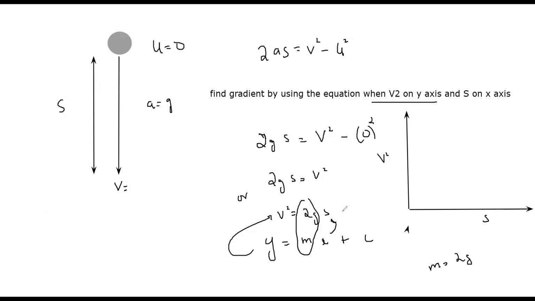But whether this straight line is passing through the origin, or it is above or below the origin, as you can see here, the starting velocity u is also 0. So the y-intercept is 0. If the y-intercept is 0, it shows there will be a straight line, and the straight line is also passing through the origin.